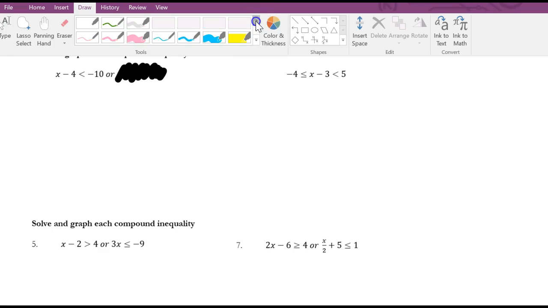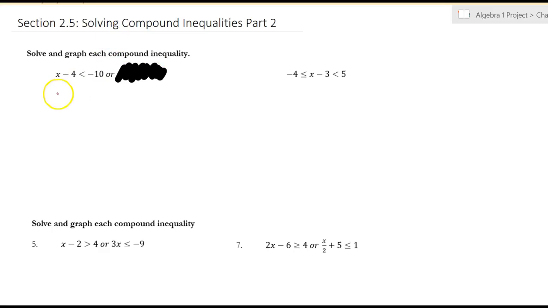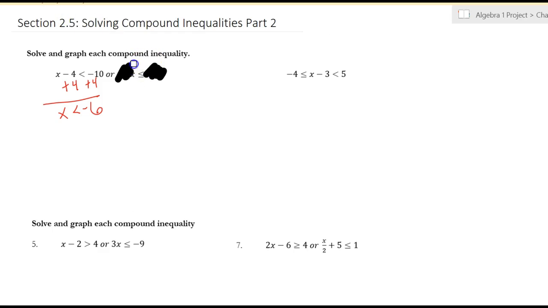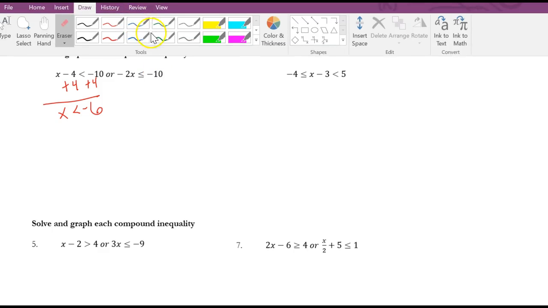And then, oh, all these colors. And then I solve this one. So to get rid of a -4, I add 4 to both sides, and I get x is less than -6. And so on my number line, I'm going to graph that. Okay, now let's get rid of this thing. There we go. And so now we do the next one by solving.